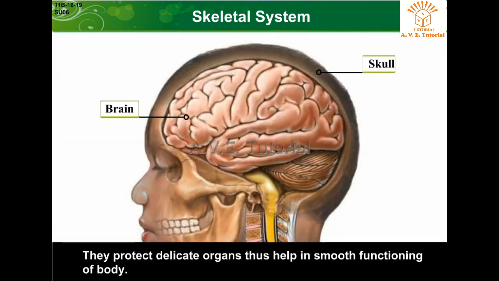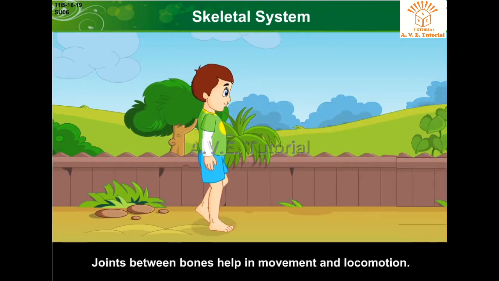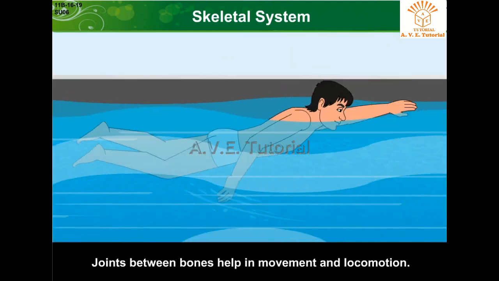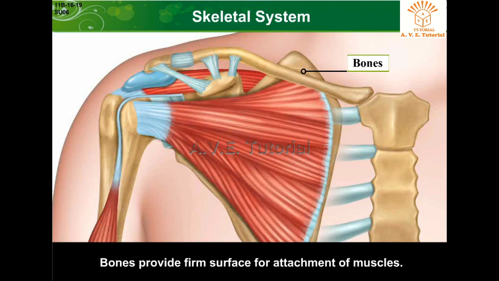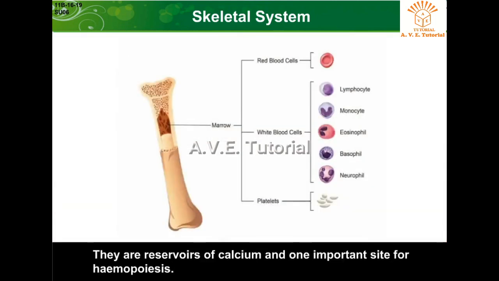They protect delicate organs, thus help in smooth functioning of the body. Joints between bones help in movement and locomotion. Bones provide firm surface for attachment of muscles. They are reservoirs of calcium and one important site for hemopoiesis.